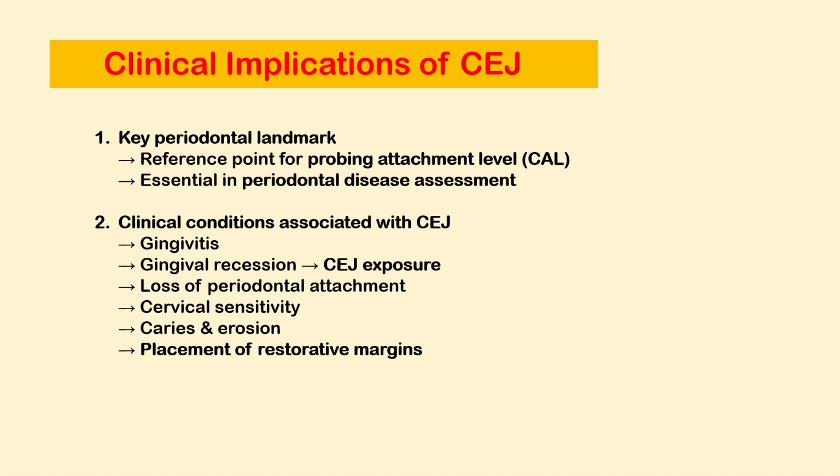So let's now talk about the clinical implications of cementoenamel junction. Firstly, it is a key periodontal landmark. That is, it is a reference point for probing attachment level. So it is essential in periodontal disease assessment. Secondly, the clinical conditions which are associated with cementoenamel junction include gingivitis, gingival recession due to CEJ exposure, and there can be loss of periodontal attachment due to this, and there can be cervical sensitivity, caries, and erosion, and it is also important for the placement of restorative margins.